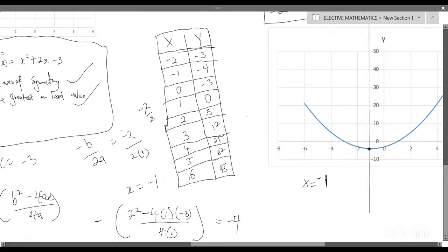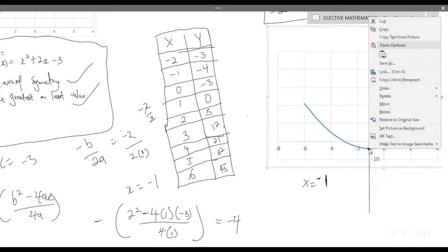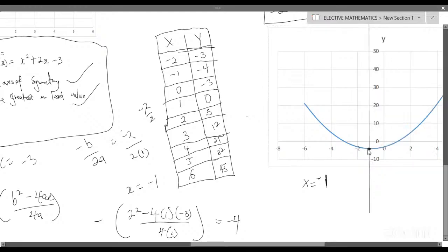It's around -4. You get the point, -4. If we were to give the y-axis a scale of 2 centimeters to 2 units, you would have seen that it would intercept exactly on the -4, right? So this tells us that the minimum value here is what? It's -4.